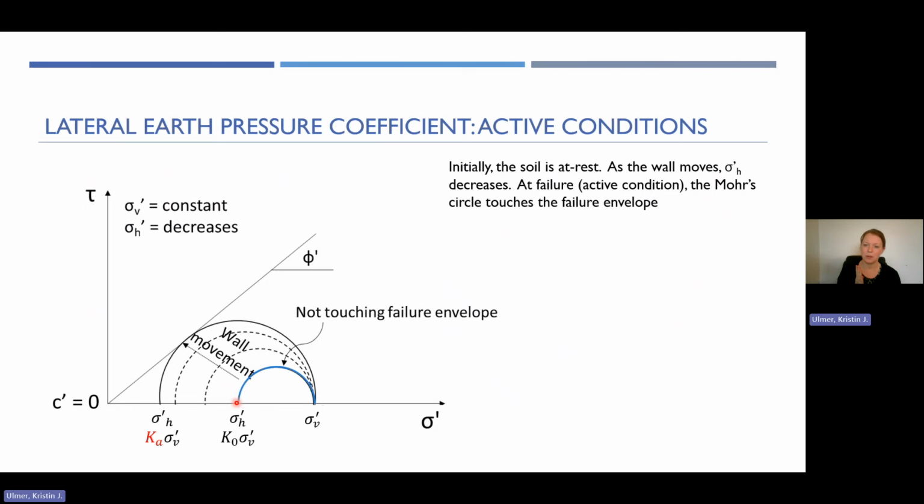As your wall moves away from the soil, you'll decrease this sigma prime H. So it'll move, as you can see with this arrow, in this direction. We're moving this lower part of the circle to the left, decreasing it till we touch the strength envelope, which is highlighted with this red Mohr circle. At that point, we're fully mobilizing the shear strength. We have intersected this strength envelope. At that point, when this Mohr circle is touching the strength envelope, this horizontal stress is what we assume for active conditions using the Rankine theory.